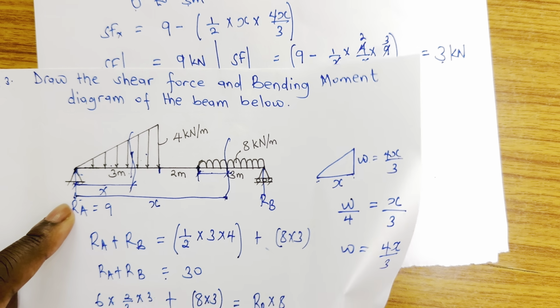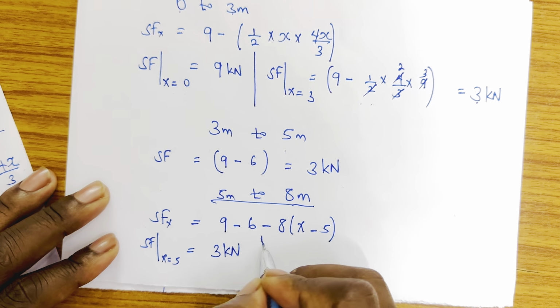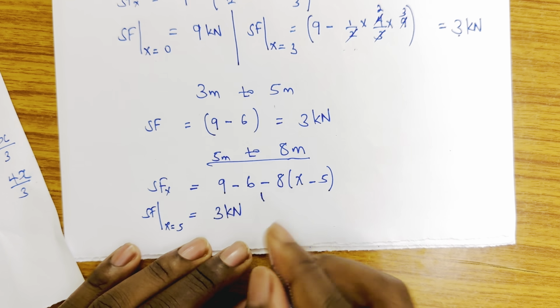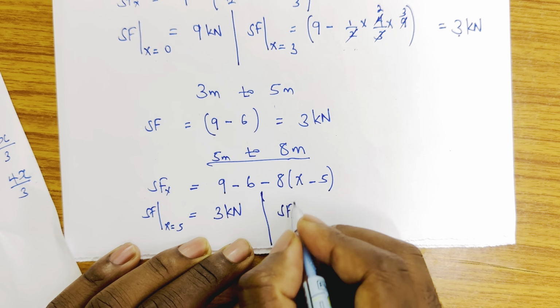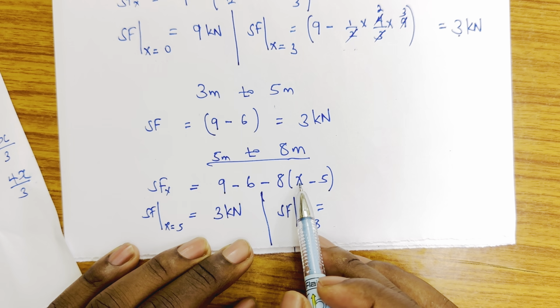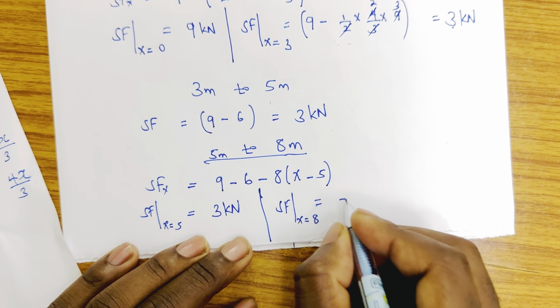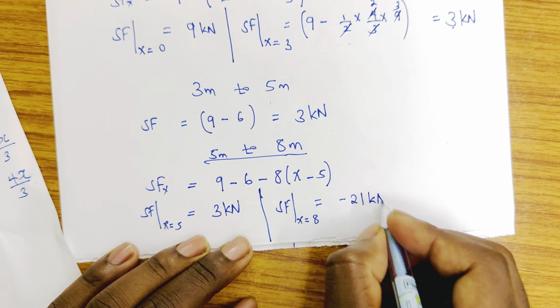So when I substitute my shear force when x is equal to 5, this answer is 3 minus 8 into 0, since 5 minus 5 is 0. So this answer still remains 3 kilonewton. And then let's have the next part, shear force when x is equal to 8. When I substitute here, this is 3 minus 8 into 8 minus 5, which is 3. 8 into 3 is 24. So 3 minus 24 is negative 21 kilonewton.